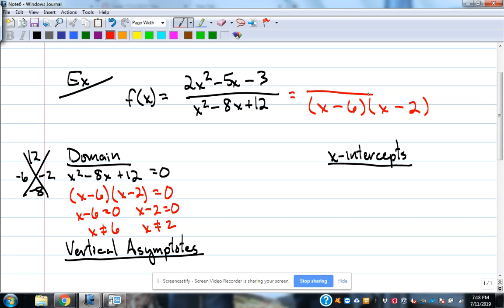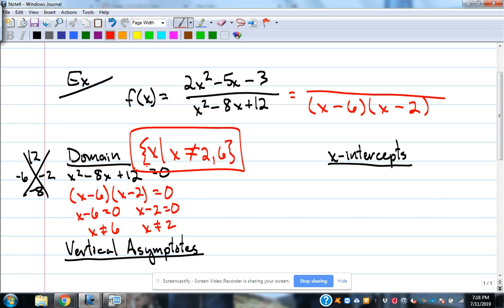Okay, we need to factor the numerator in order to find out if there's any cancellation happening. So the domain for this problem we would list as all x's, as long as x does not equal 6 or 2. I'm going to write 2 first, numerical order. All right, so there's the domain for that problem.